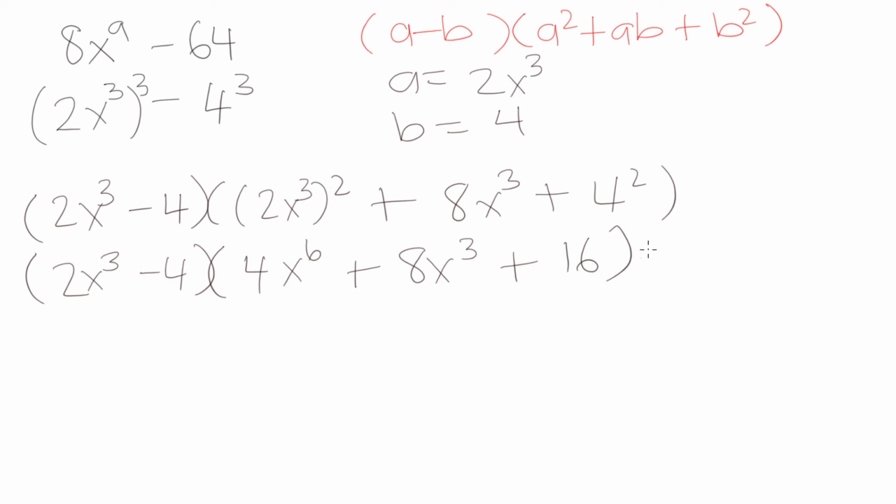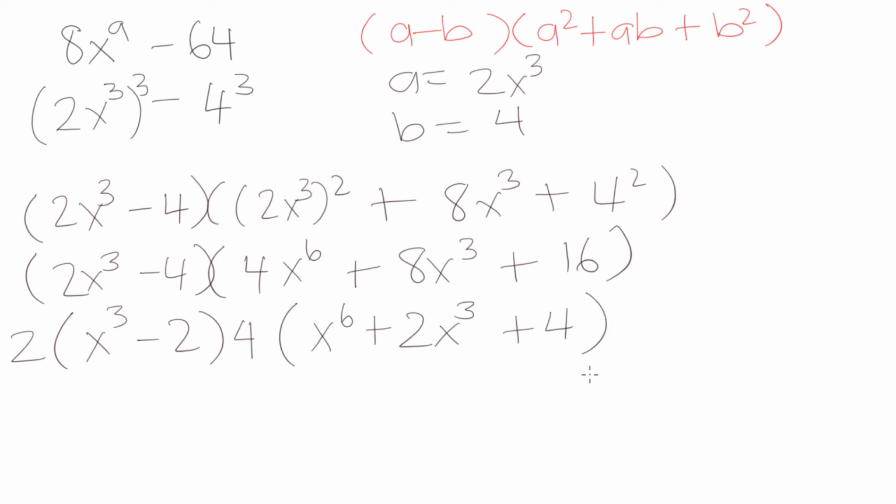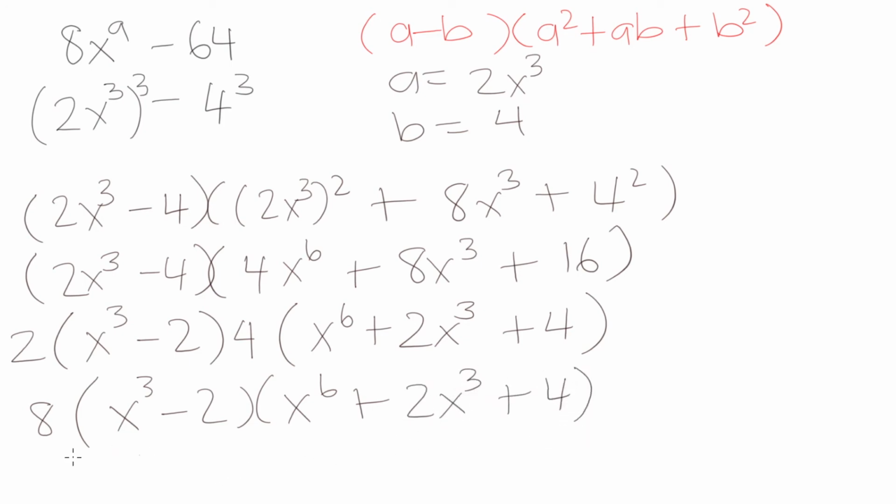And you might notice that we have common factors in each of these brackets. So we have a common factor of 2 in this bracket here, and here we have a common factor of 4. So we can actually factor those out and simplify this further. If we factor out the 2, we're going to be left with x cubed minus 2. And here, if we factor out the 4, we're going to be left with x to the power of 6 plus 2x cubed plus 4. And because we have two factors that we've taken out, we can actually multiply these together. So 4 times 2 is 8. So we're just going to have 8 multiplied by our x cubed minus 2 and our x to the power of 6 plus 2x cubed plus 4. And this is our final answer and our factored form of this expression right here.